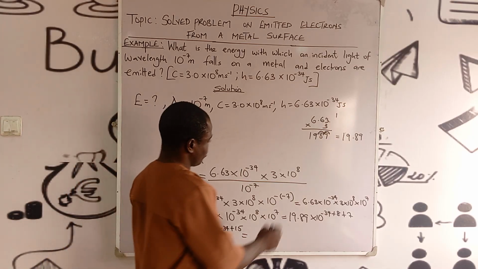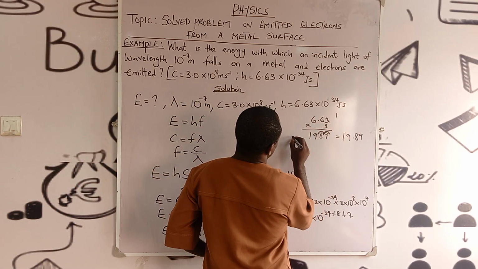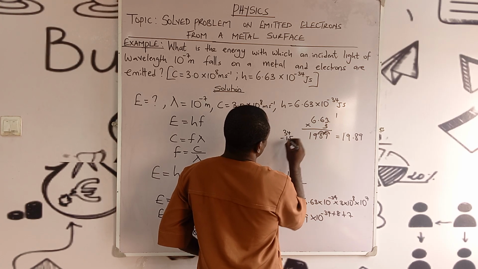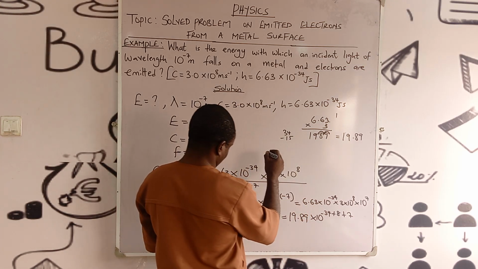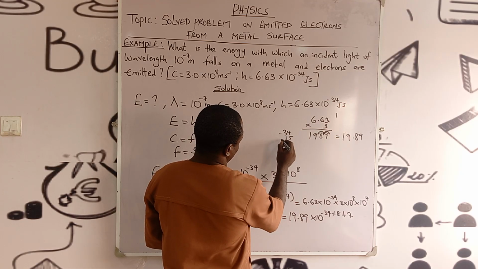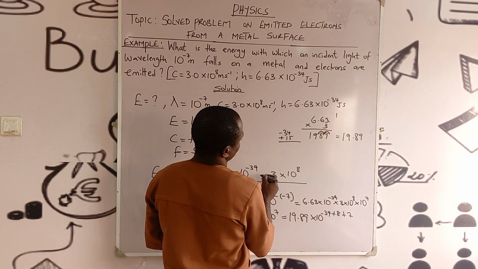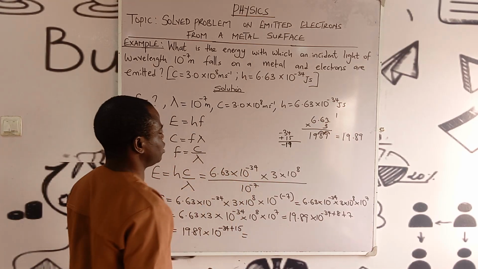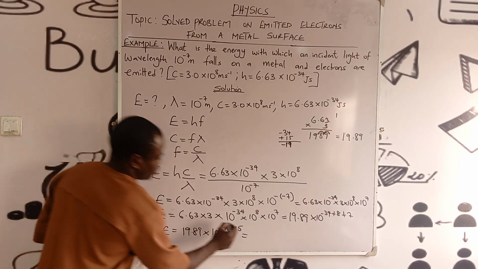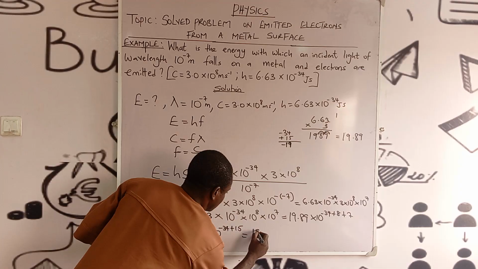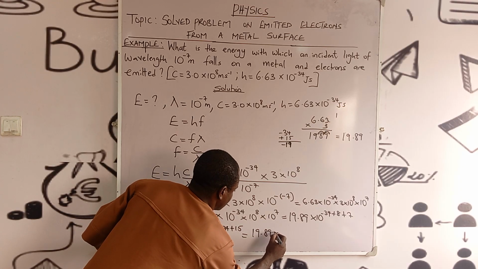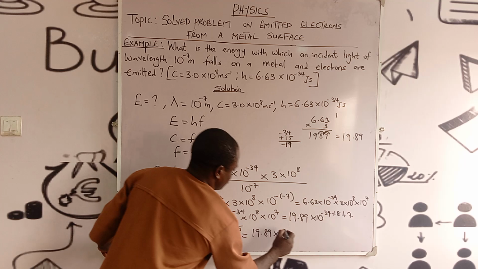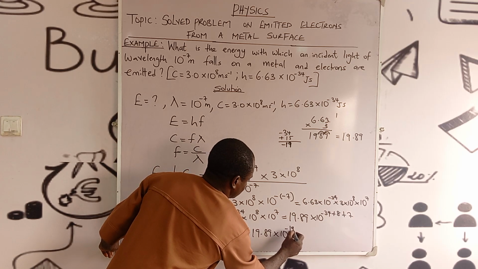Okay, let's do the subtraction. 34 minus 15 gives minus 19. Now it will be 19.89 times 10 raised to power minus 19.